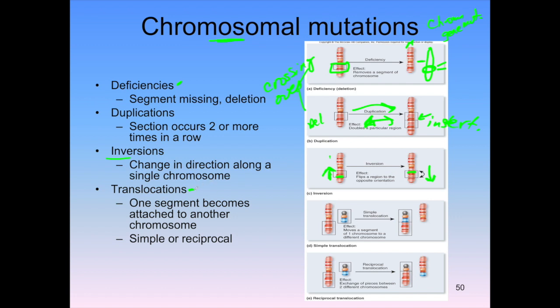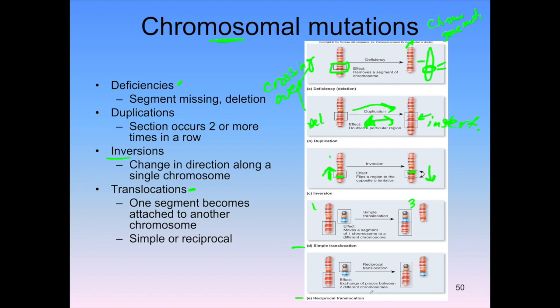And then we have translocations. In translocations, we have a simple translocation and a reciprocal translocation. In a simple translocation, we move one segment of a chromosome to a different chromosome. So we go from chromosome 1 to chromosome 3. Right? So this can be within the same chromosome or in a different one.